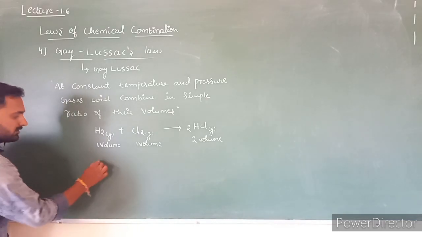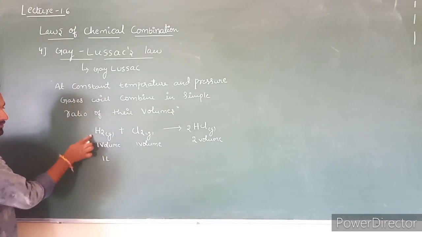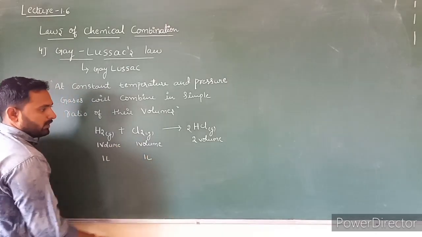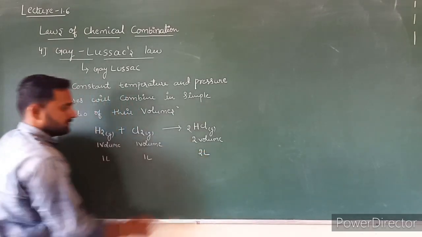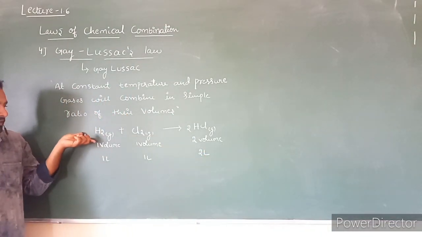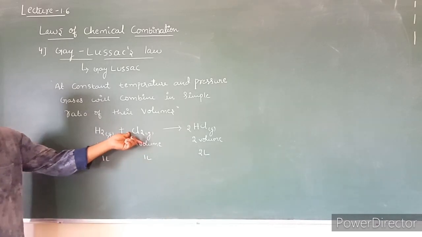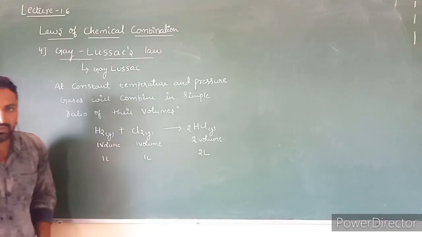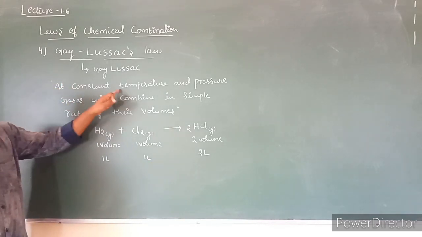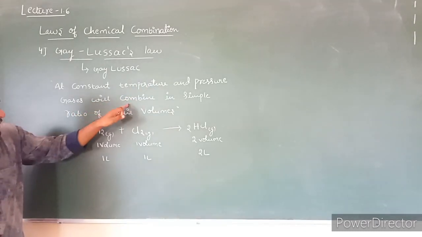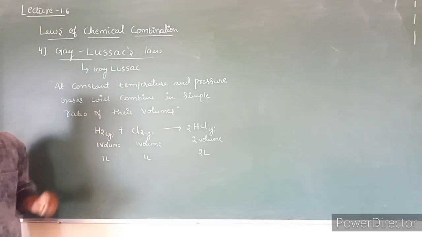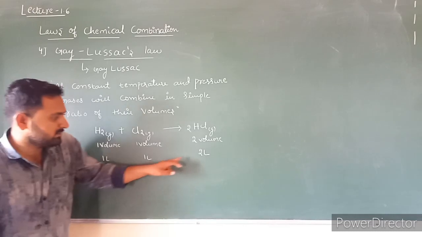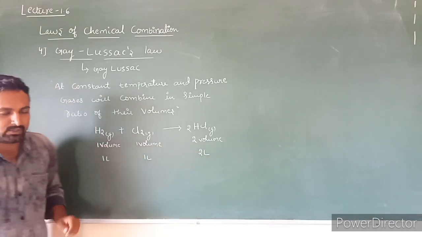Let us take one more example. If the volume of hydrogen is 1 liter, then the volume of chlorine will be 1 liter only. The volume of HCl 2 liters. 1 liter of hydrogen combined with 1 liter of chlorine and it gives 2 liter of HCl. See, the volumes are in simple ratio. According to this law, at constant temperature and pressure, the gases will combine in simple ratio of their volume. Here the gases are combining in simple ratio and the product is also in simple ratio.